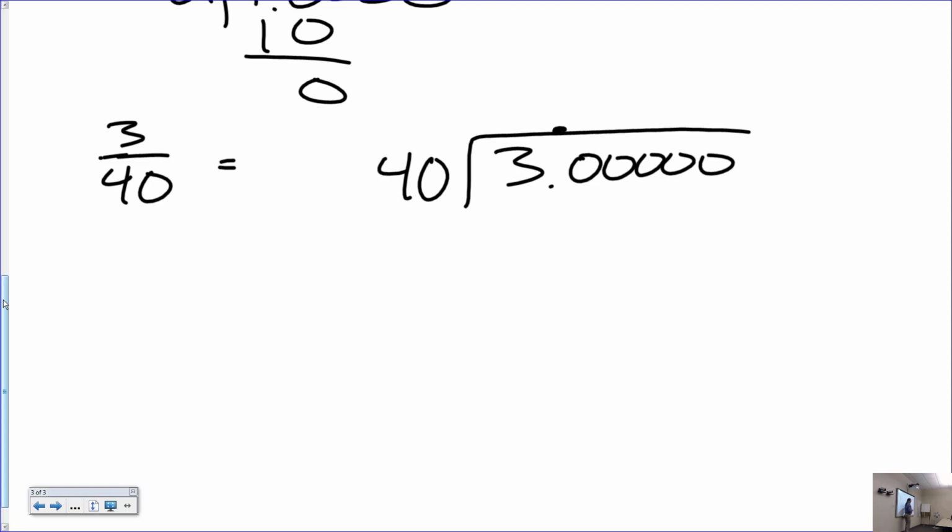First off, can 40 divide into 3? Obviously not. Can 40 divide into 30? No. Okay, good. So technically, what number goes over the 10th place? 0. And that 0 is important, folks, because it's the first number after the decimal. You can't make that one just go away. Okay? So keep your zeros when you need them. Now, how many times does 40 go into 300? 7. 7 times 40 gives us the 280.